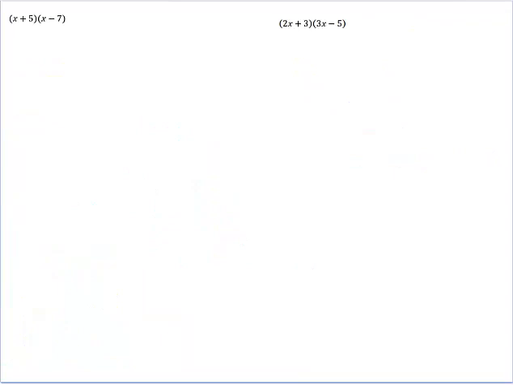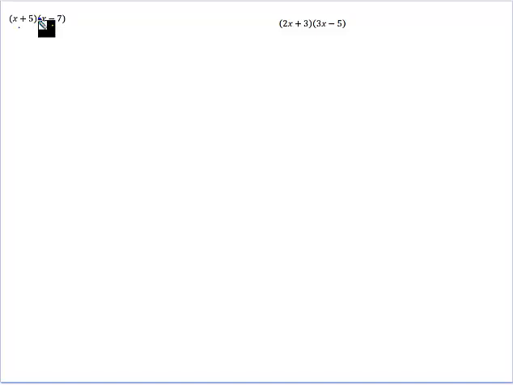Here we have the quantity x plus 5 times the quantity x minus 7. Now notice we have parentheses. We can't simplify within the parentheses. So we move on to the next order of operations, which is exponents. No exponents, so then we multiply. So here we are multiplying between these two parentheses.